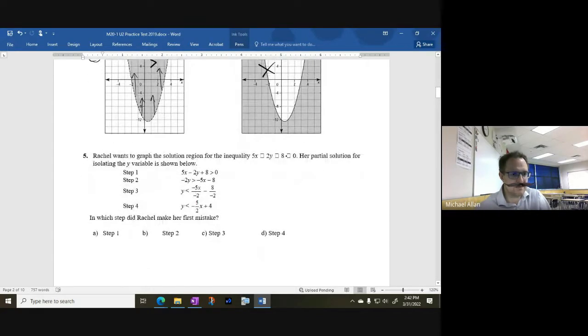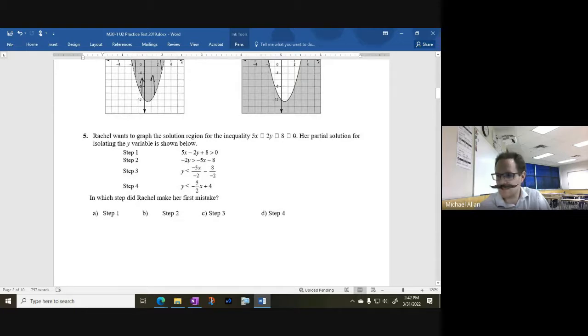Oh yeah, this is kind of weird. Sorry about this. I think it's just because when I change fonts, it changes characters. But down here, it tells us what the inequality was originally.